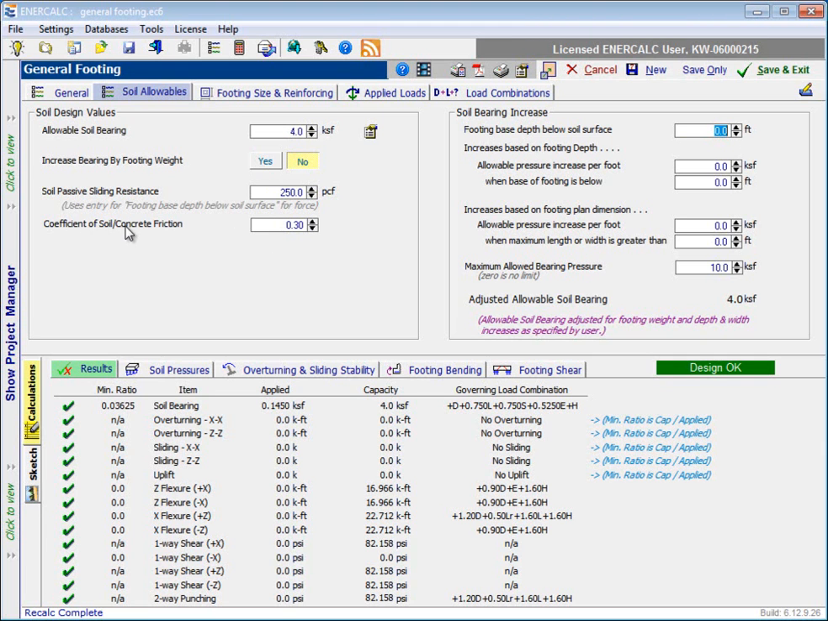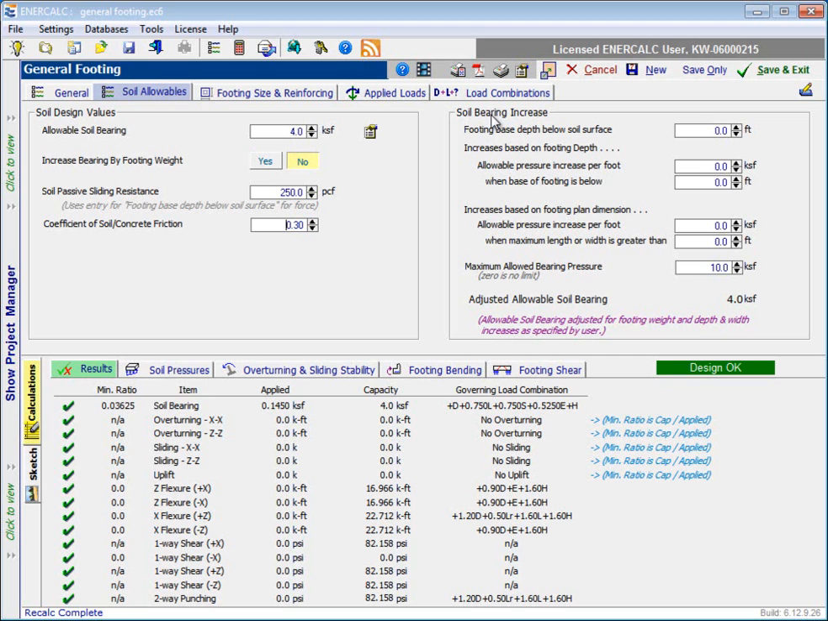Finally, we have the coefficient of soil concrete friction, where we can enter the appropriate value. So I'll leave both of these at their present values, 250 pounds per cubic foot for the passive sliding resistance, and I'll leave the coefficient of friction at 0.3.